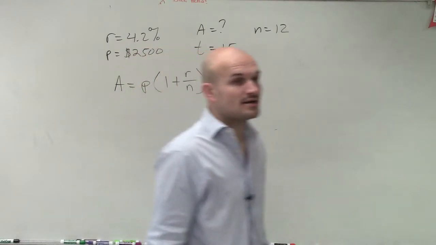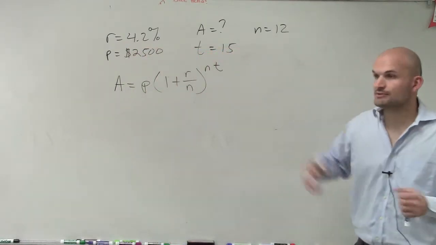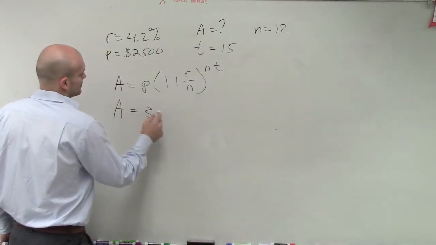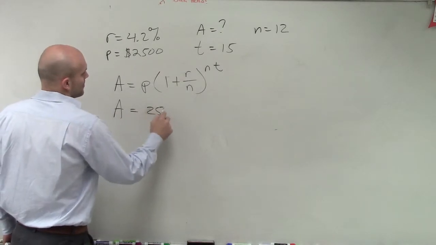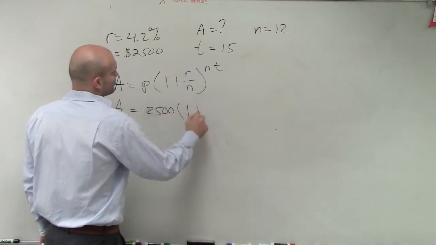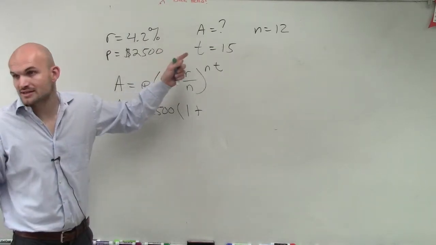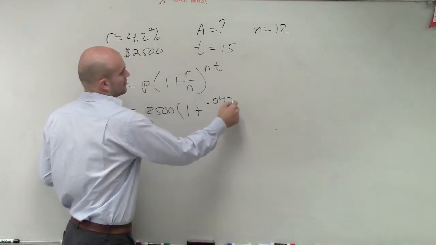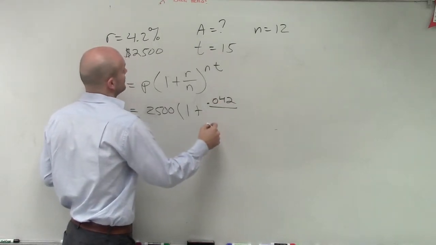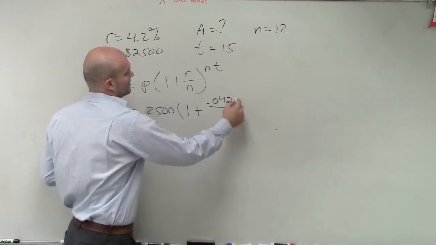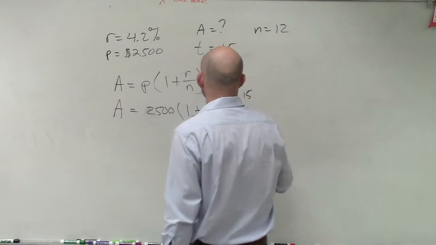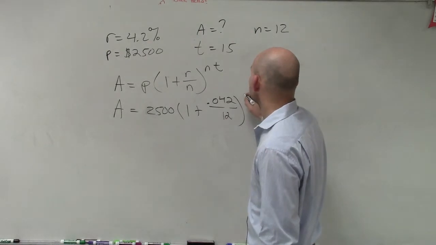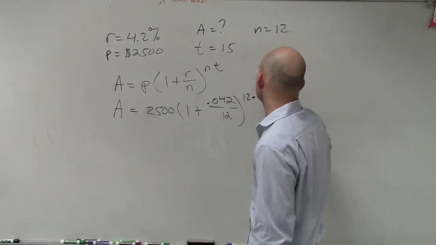A equals P times 1 plus R over N, raised to the N times T. Okay? So now we take our compound interest formula, and what we're going to do is simply plug in what we know. We don't know A. That's what we're trying to figure out. So we have 2,500 times 1 plus the interest rate. We need to make sure we write this as a decimal, 0.042, divided by 12, raised to the 15. I'm sorry, times 12, thank you, times 12 times 15.